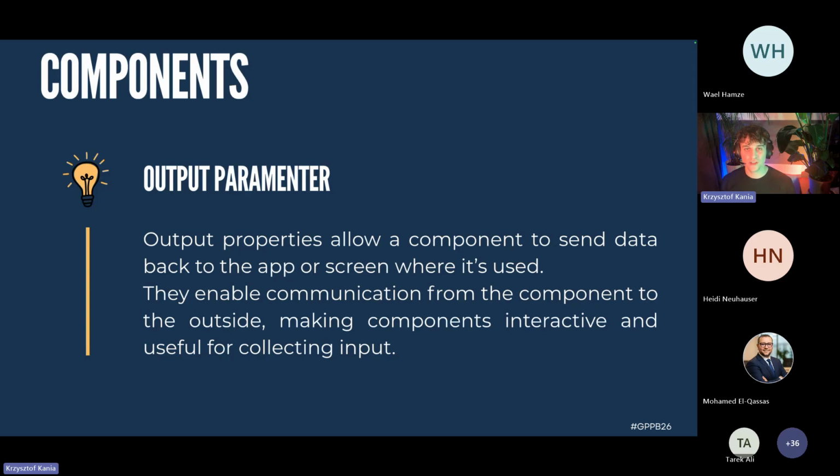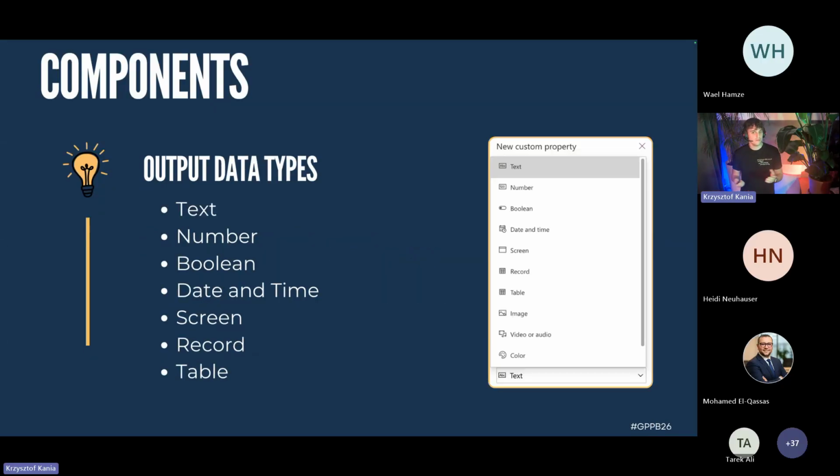Okay, and what is the output parameter? Output parameter is what goes out to the application from our component. So we can create a logic that manipulates the input, changes it, updates it, and then pushes out the final result to the user. Okay, so the output data types are exactly the same as for input: text, number, boolean, table, record, image, plenty of choices.